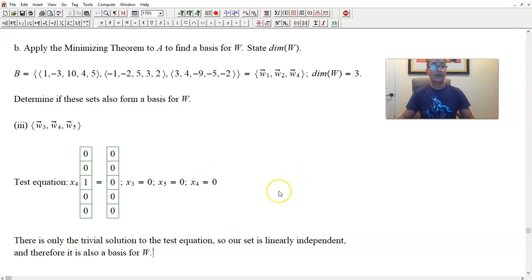Okay, so in our 3 candidates, only the first and the third are also basis for W. The second set was dependent and therefore not a basis for W.